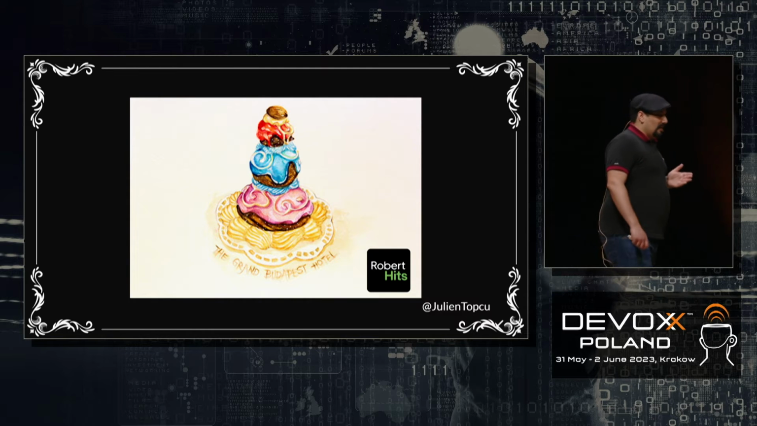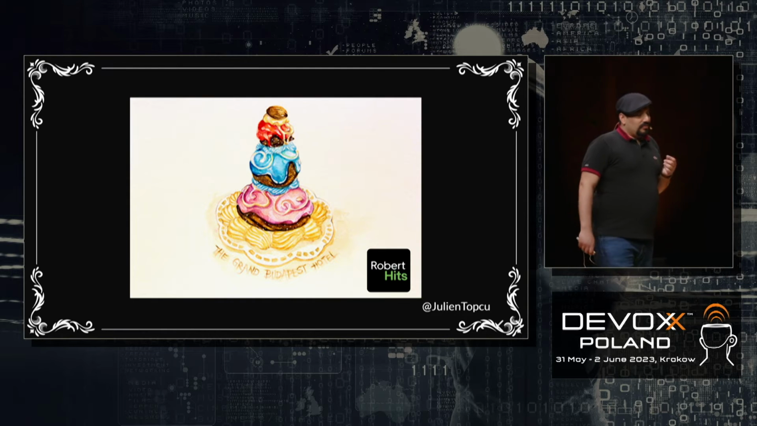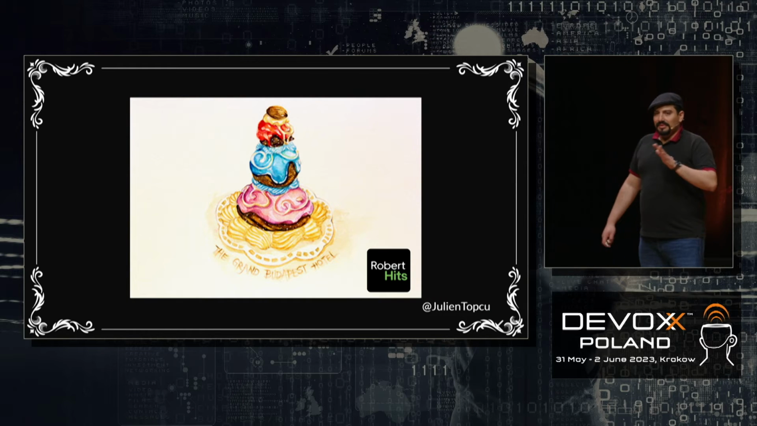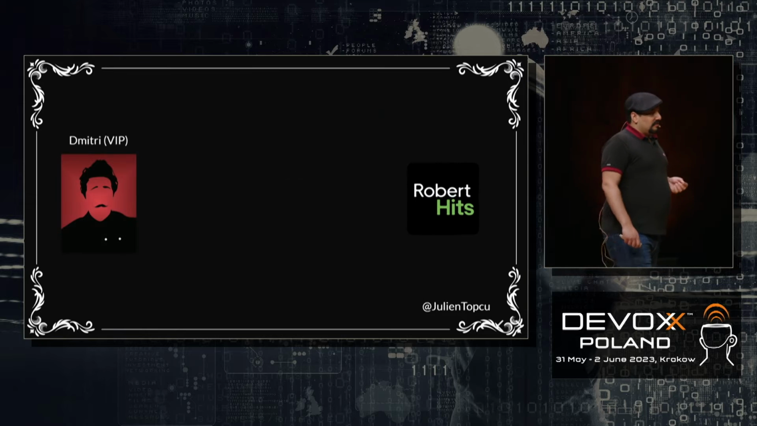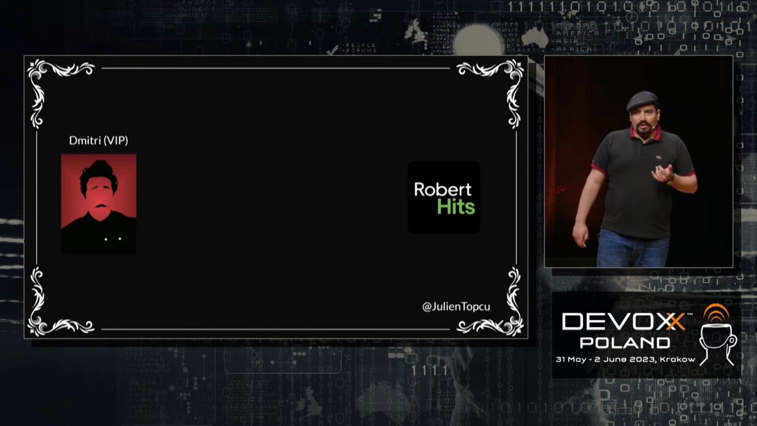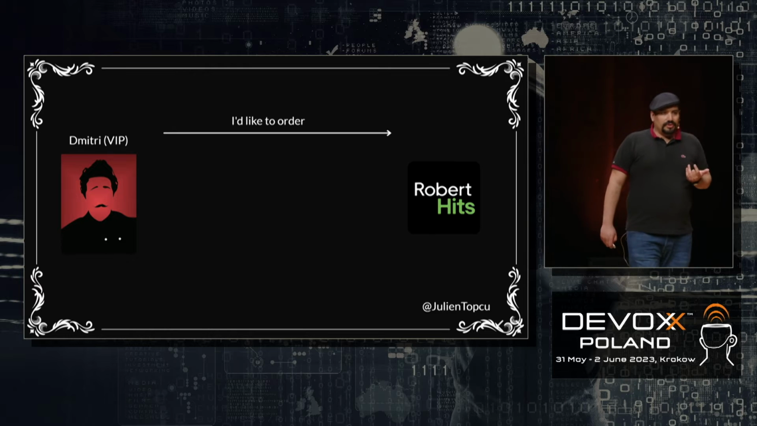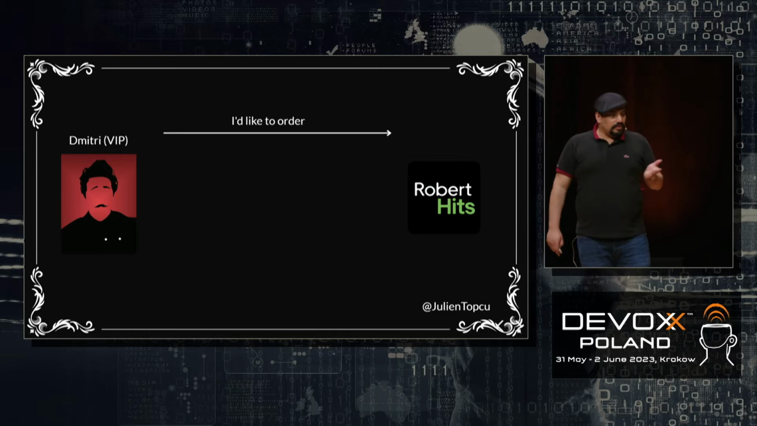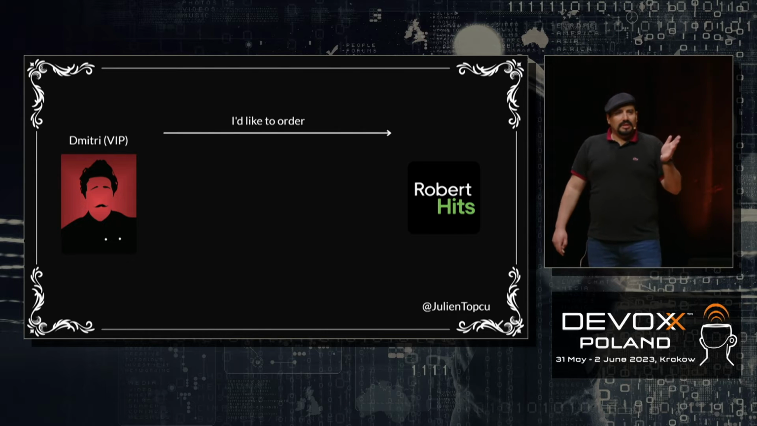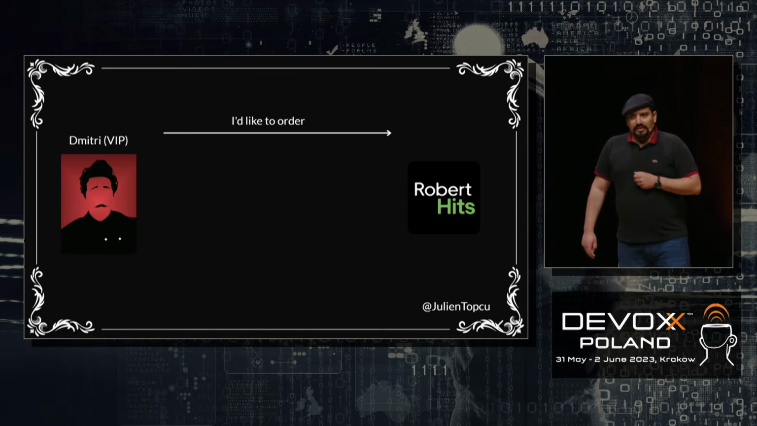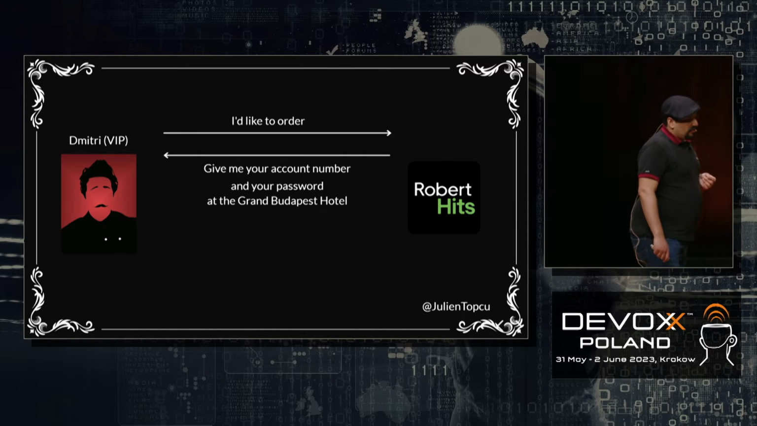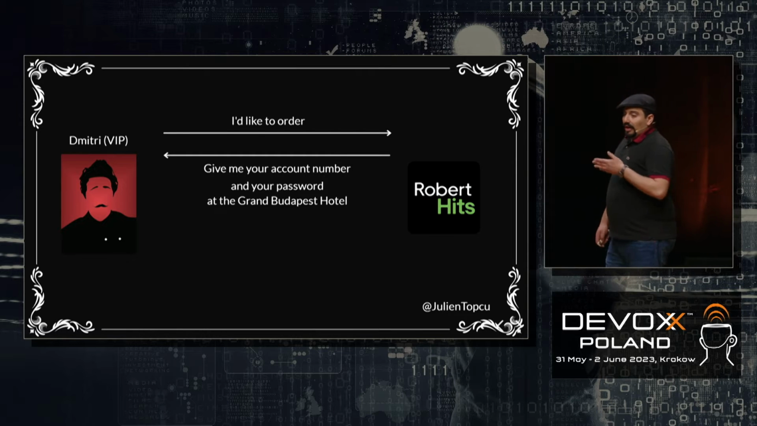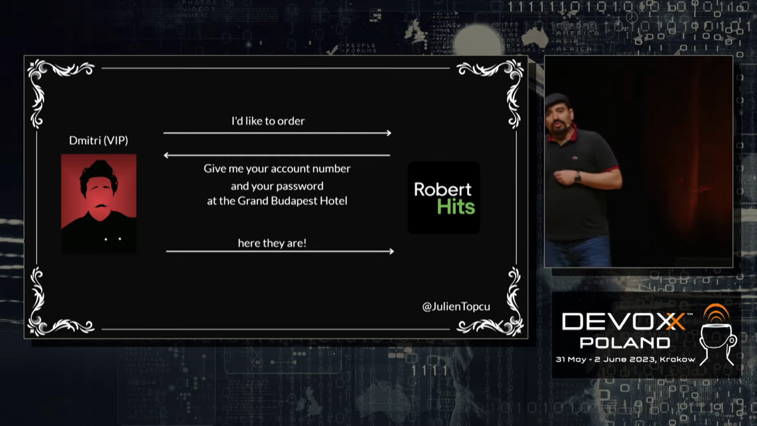OK, but I have to say that the process we had at that time to order a pastry was really naive. Because, in fact, Dimitri just had to call Uber Eats on the phone and say, I would like to order pastry. And the thing is, on the other side, Uber Eats employees don't know Dimitri, right? But they have to make sure he's a VIP of the hotel. So at that time, they were asking directly for his account number and his password, and it was OK for everyone that Dimitri could give his credentials.